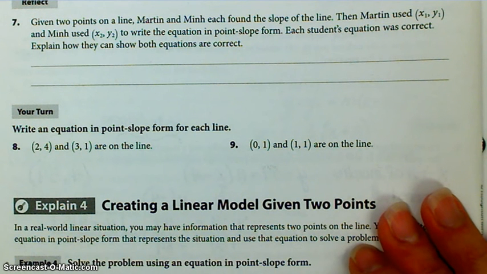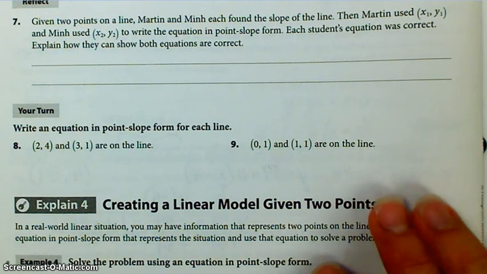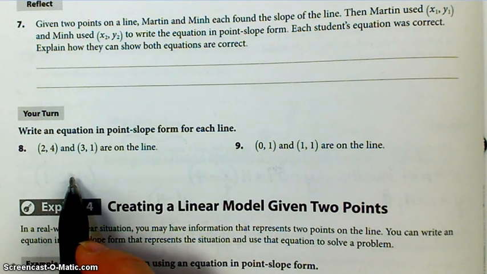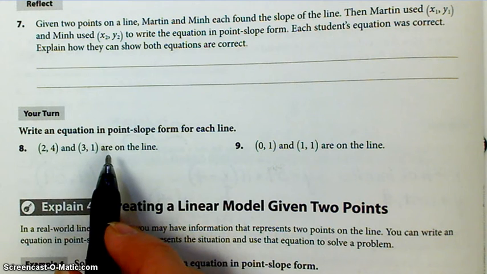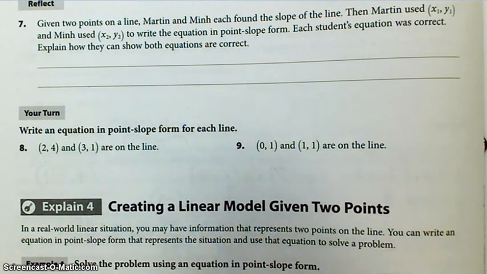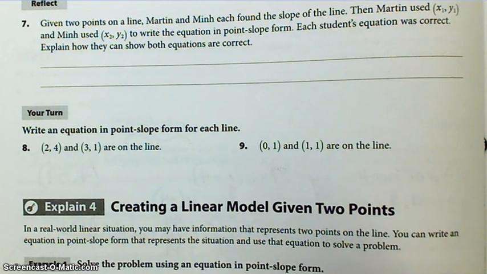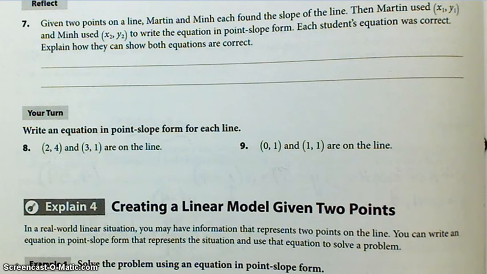All right, look at 8 and 9. You have 2 points and no slope, but you need to write this in point slope form. So use the 2 points and find the slope, and then use one or the other ordered pair, and write your equation in point slope form. So why don't you hit pause, do that, and then check your answers.